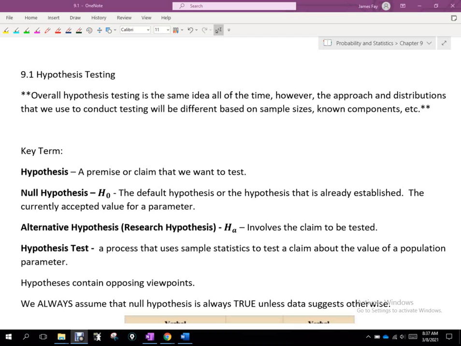Okay, and that's kind of what this first bullet here says. Overall, hypothesis testing is the same idea all the time. However, the approach and distributions that we use to conduct testing will be different based on sample sizes, known components, etc. Depending on sample sizes, and depending on whether you know the population standard deviation, that kind of stuff will dictate what distribution we use. Okay, so some key terms here. Hypothesis: a premise or claim that we want to test.